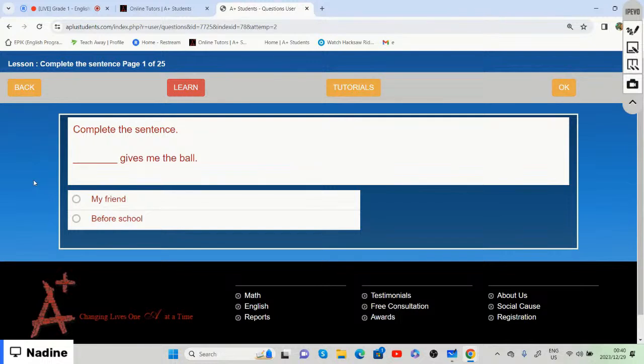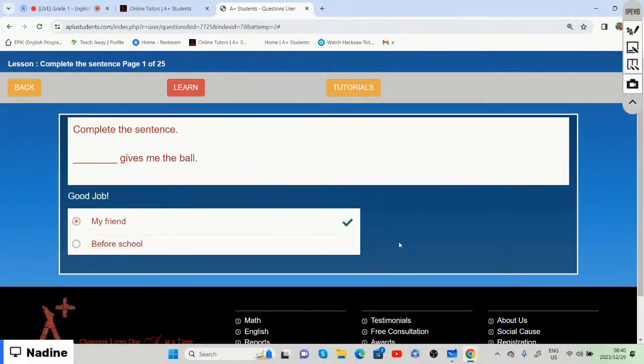All right. So if we were to select the complete sentence, then we will say, my friend gives me the ball. So my friend being the naming part, gives being the action part. So my friend is the correct answer.